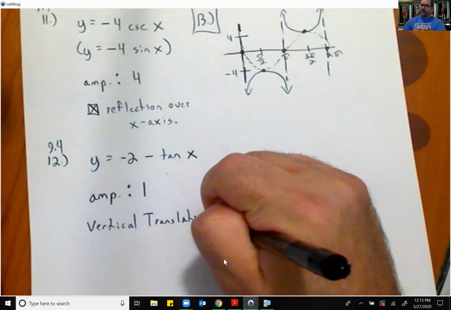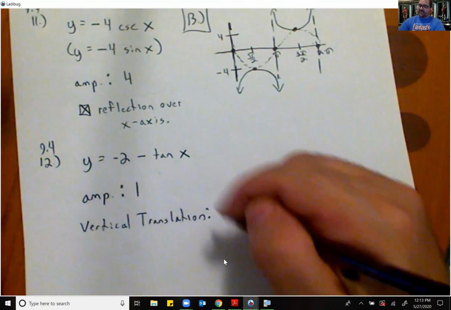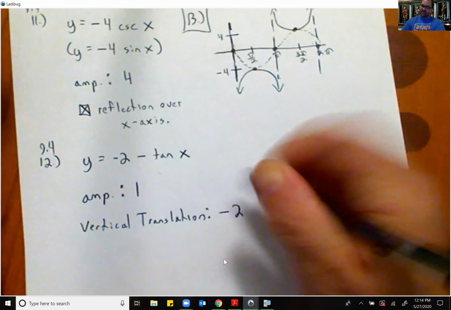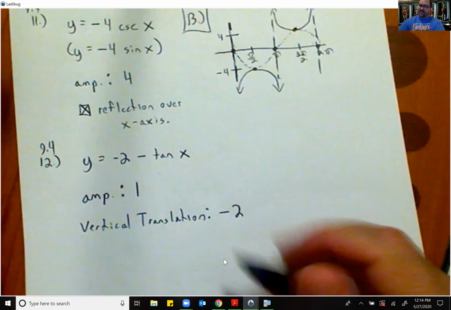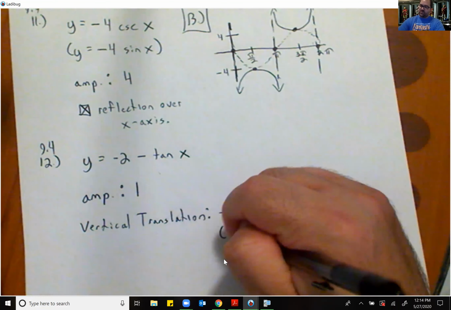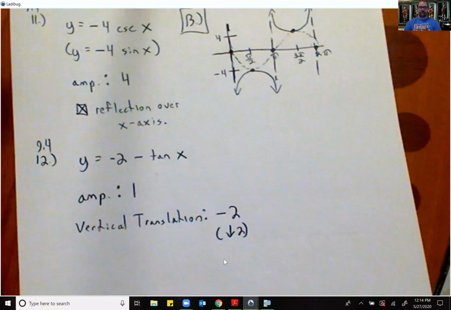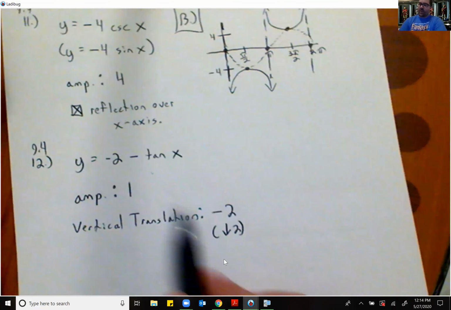So this guy right here, because it is a -2, means that your vertical translation really is a -2. It just means that we're going to take the normal tangent graph and move it down 2. Okay? We're going to take that normal tangent graph and move it down 2. All right? So now that we know what's going on, oh, I almost forgot.